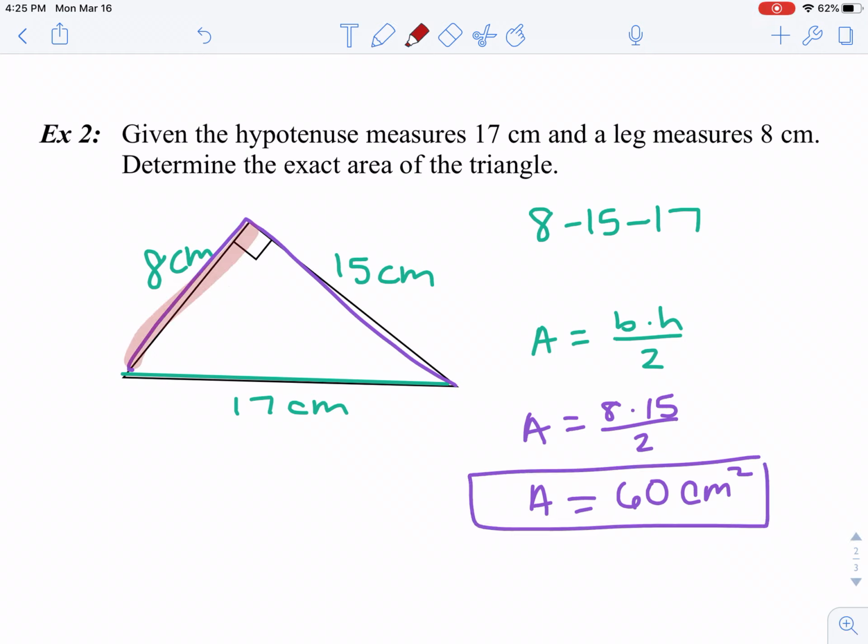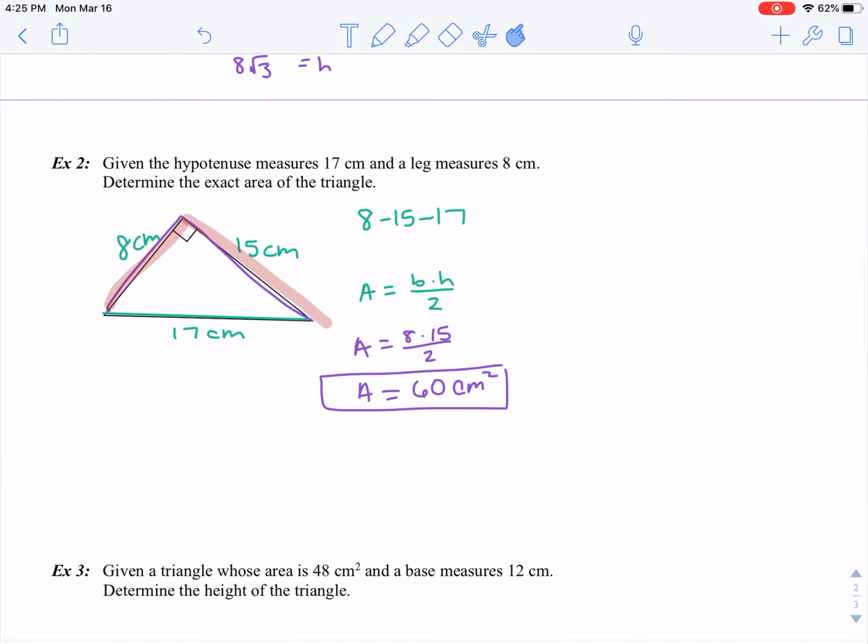So make use of what you have. Your base may not be the thing that's lying across the ground. You could do it that way, but you might be making your life a little bit harder.